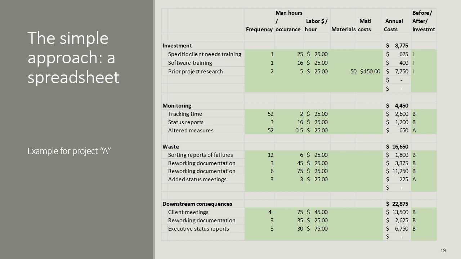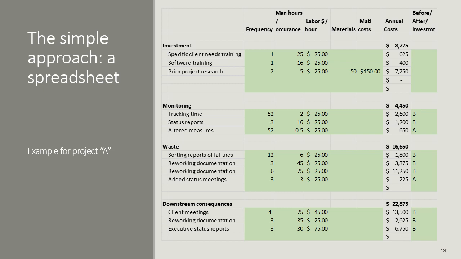So the next one was waste, and it works just the same as monitoring. In some cases, you might actually have a percent reduction on the B's. In other words, reworking documentation might be affected dramatically in that second row that says reworking documentation. And after, it's going to be significantly less. So you might have a percent reduction there. And again, downstream consequences, you may not be able to measure the after effects of these things.